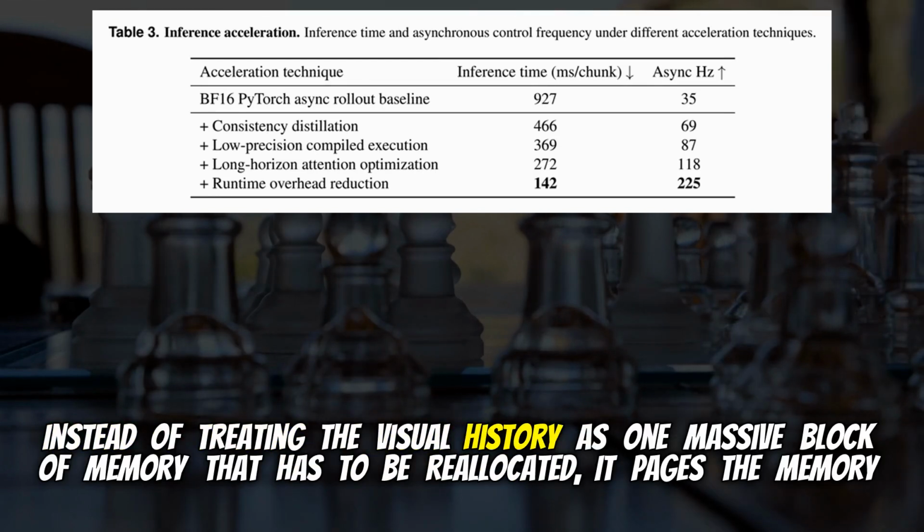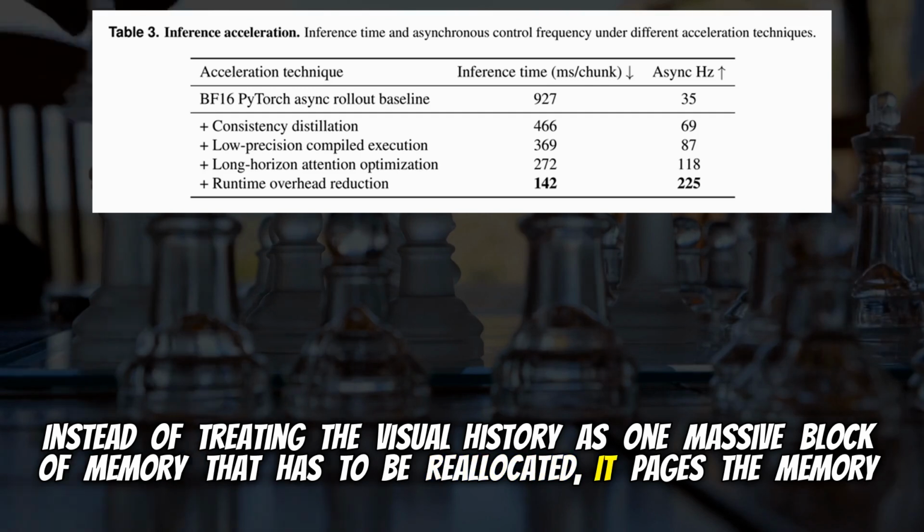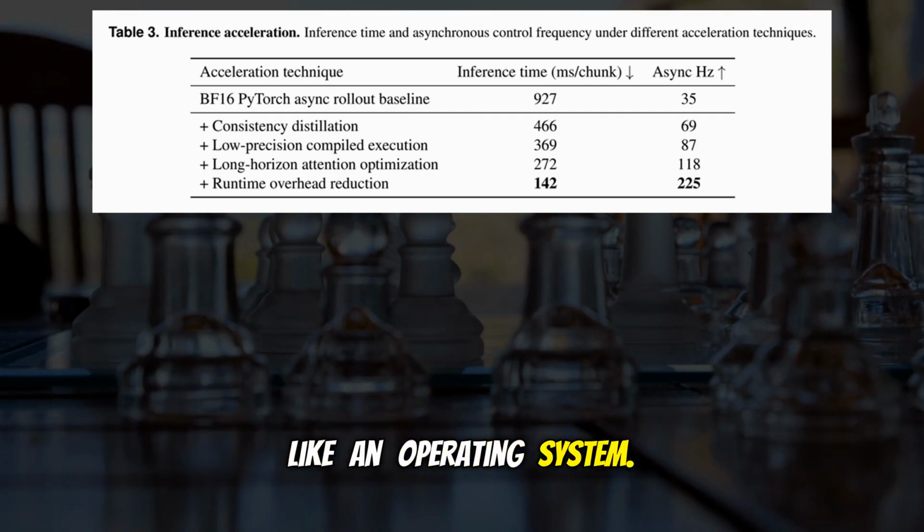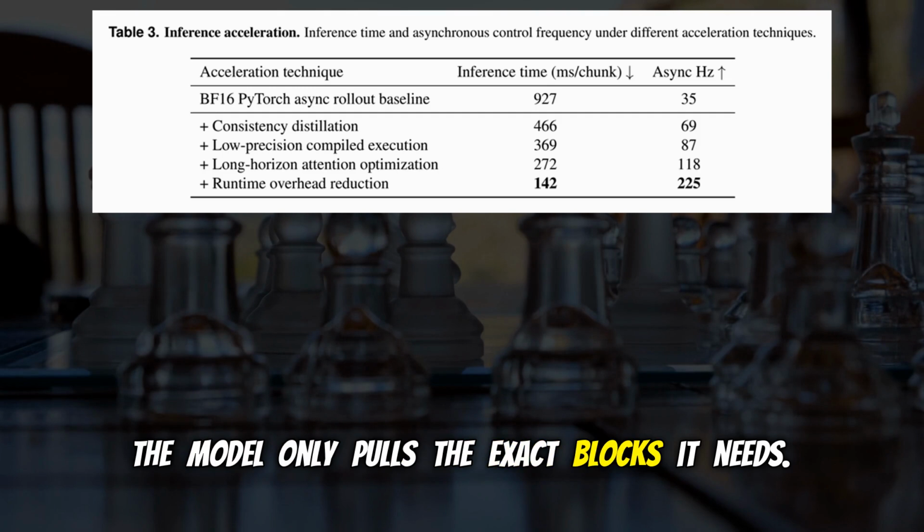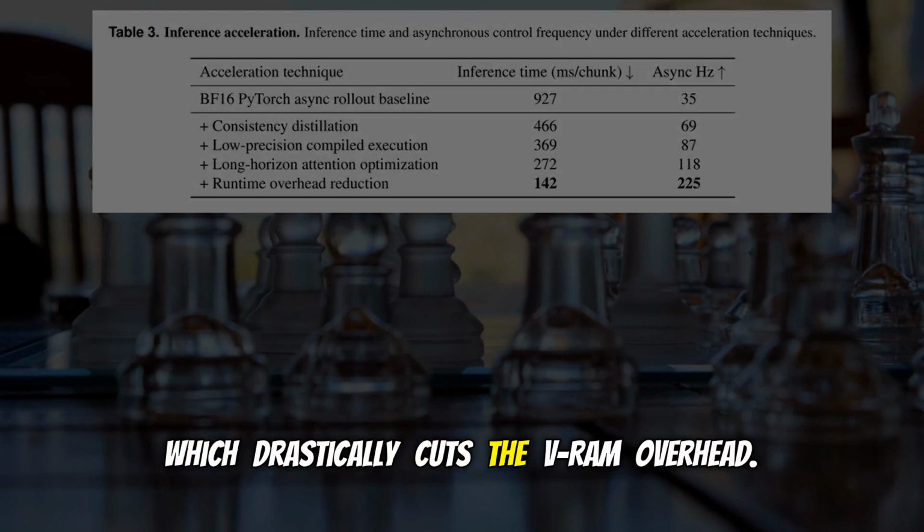Instead of treating the visual history as one massive block of memory that has to be reallocated, it pages the memory like an operating system. Yeah. The model only pulls the exact blocks it needs. Which drastically cuts the VRAM overhead.